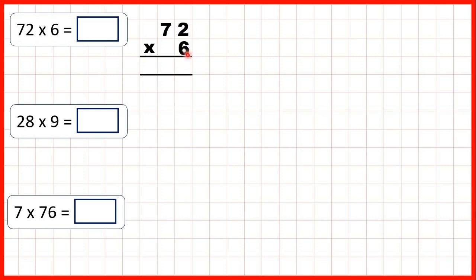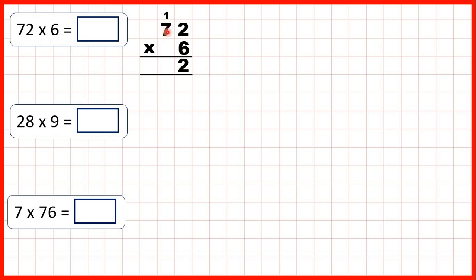2 times 6 is 12, but we can only have one digit in each place value, and 12 is a two-digit number. So, because 2 times 6 is 12, we need to write 12 as 1, 2, with the first digit above the next place value column along.